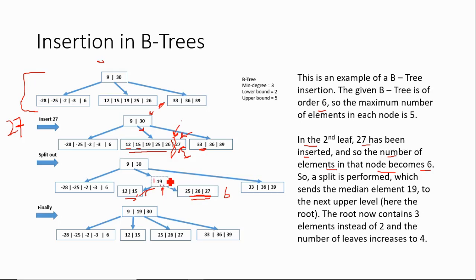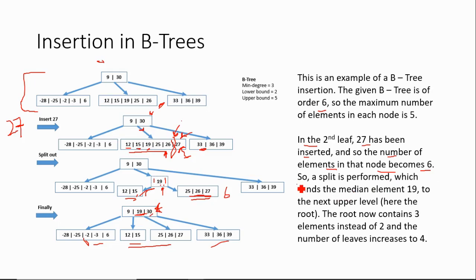They have taken out this element 19 and added it to the upper level, and 19 is kept here between 9 and 30. So this is our new modified root node, and these are the modified child nodes. These two haven't undergone any changes, but this particular node has, and these two nodes are the split version of this node.